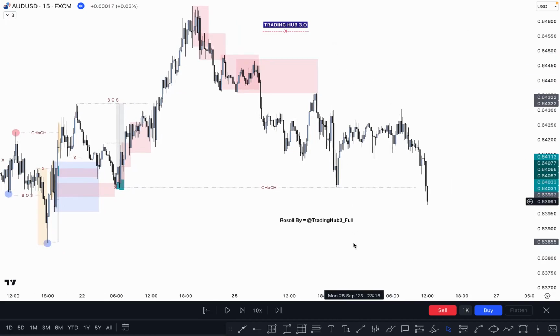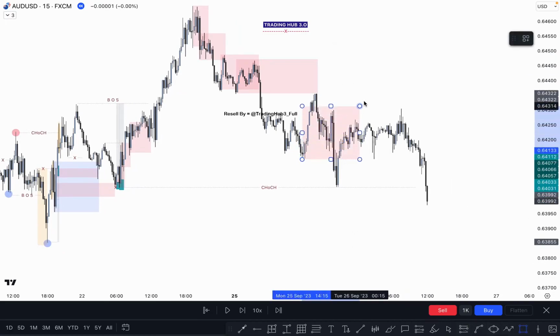After it mitigates this one, the market again pushes downside, next order flow. Where is our order flow? This one, right? No, this time this point becomes our new order flow right here. Why? I'm going to show you. At this point, what happened here?